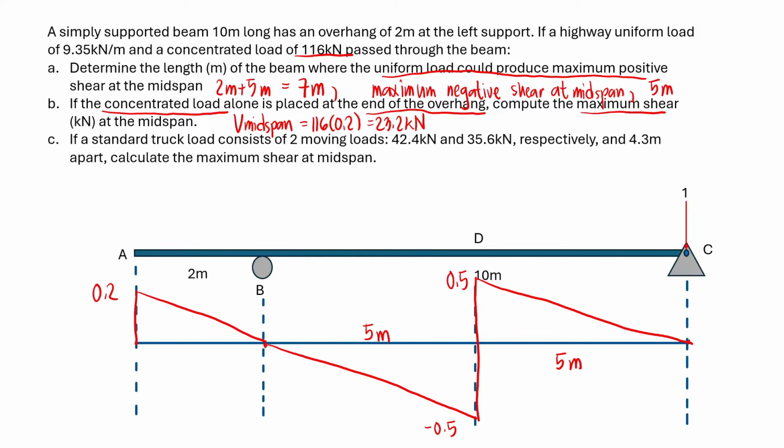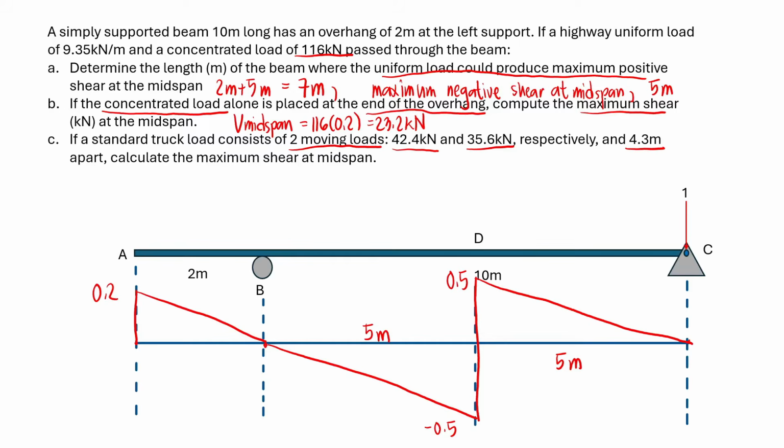Now for the last question, this is independent of our above statements. If a standard truck load consists of two moving loads, 42.4 kN and 35.6 kN, 4.3 meters apart, we have to calculate the maximum shear at the midspan. If we want to know where to place these loads, we'll check our influence line diagram. We know that 0.5 is larger than 0.2, so we can place our moving loads where the ordinate is largest. This is 0.5 and this is also 0.5, so we have two possible ways.